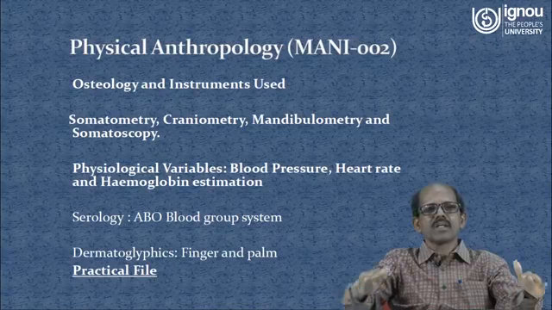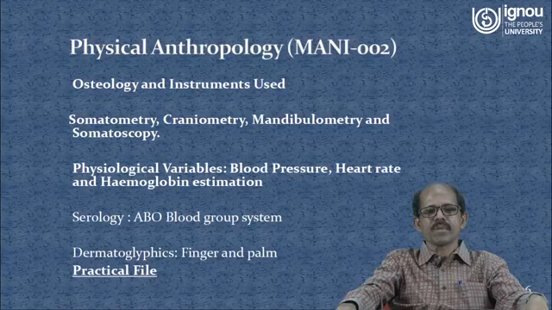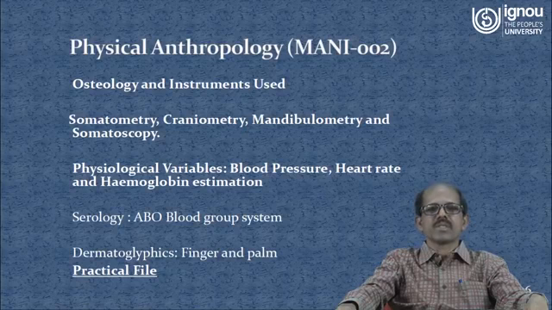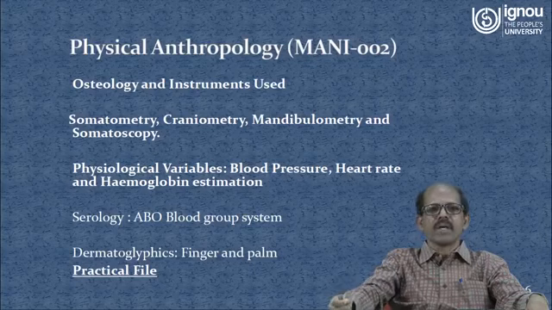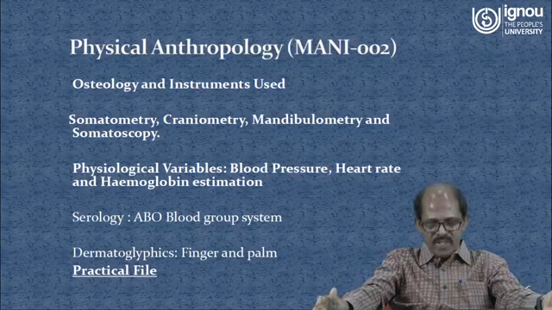The next chapter is physiological variables. Under this chapter, we have described blood pressure, heart rate, and hemoglobin estimation. How to record the blood pressure with the help of a sphygmomanometer and your stethoscope, how to record the heart rate, and how to estimate hemoglobin. By taking a drop of blood, we can estimate the hemoglobin in the laboratory. These three are useful in understanding the population variation.